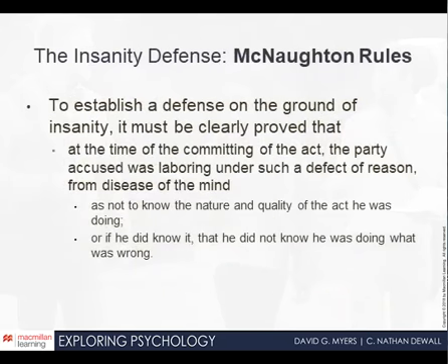To establish a defense based on the MacNaughton rules, to establish a defense on the ground of insanity, it must be clearly proved that, at the time of committing the act, the party accused was laboring under such a deficit of reason from disease of the mind as to not know the nature and quality of the act he was doing, or if he did know it, that he did not know he was doing what was wrong.